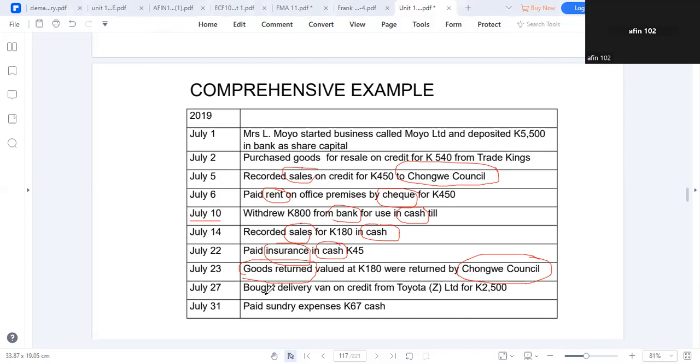inwards. Bought delivery van on credit from Toyota Zambia. Which two transactions are we looking at? Delivery van and Toyota Zambia. Delivery van is our fixed asset, and our Toyota Zambia is our creditor. And paid sundry expenses for cash, 67 kwacha. Which two transactions are we looking at? The expenses and the cash account.